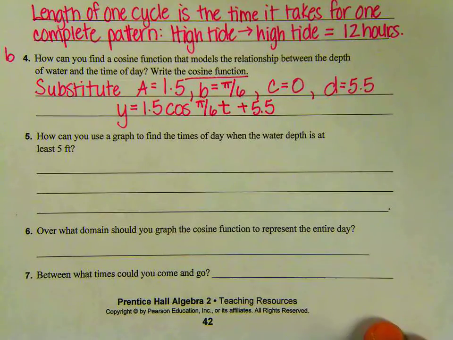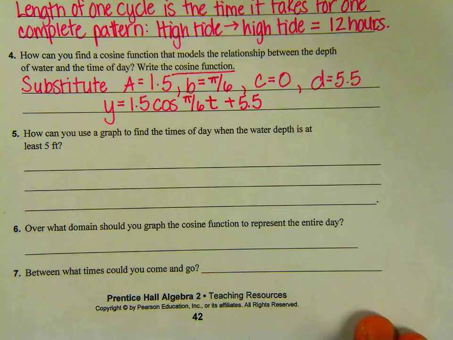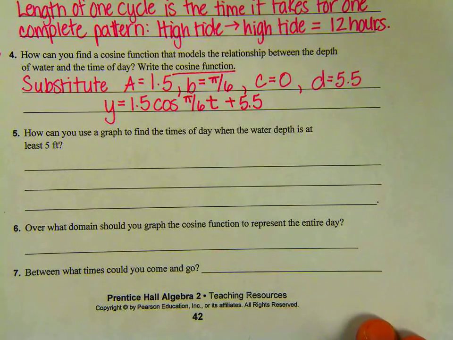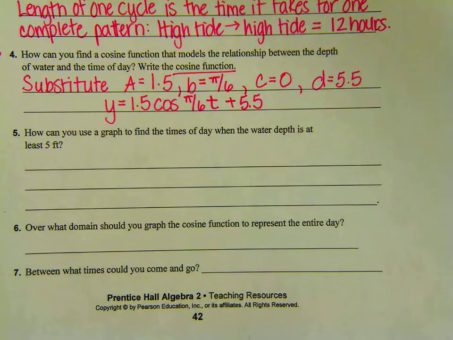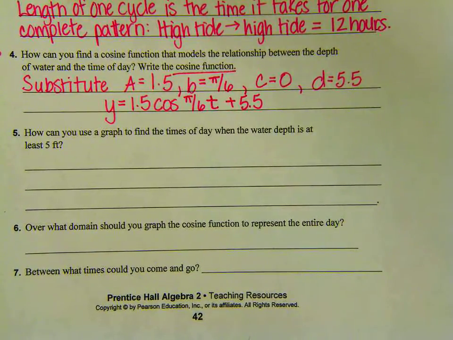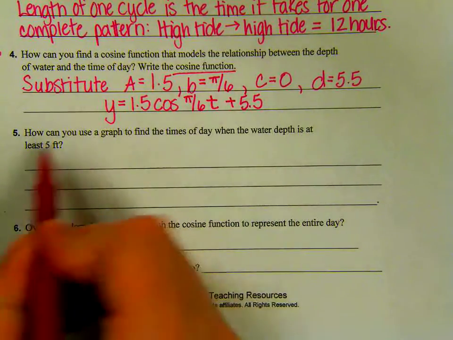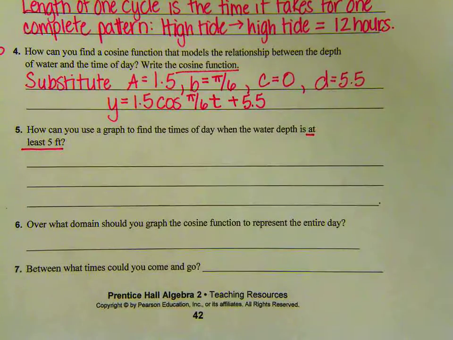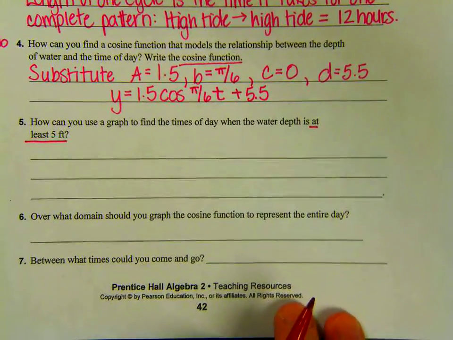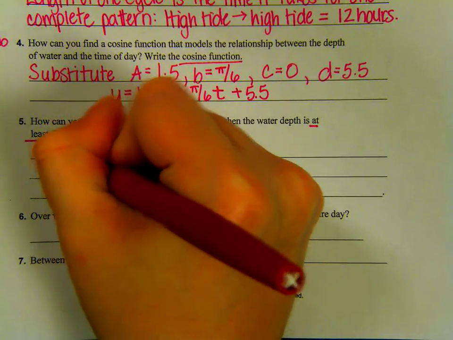If you do not have a calculator, go get a calculator because you need it. In number 5 it says, how can you use a graph to find the times of day when the water depth is at least 5? This graph would be a lot more complicated and time consuming to do by hand if we didn't use the calculator. I'm kind of helping you through this, so I'm giving you the answers. We need to graph the function.